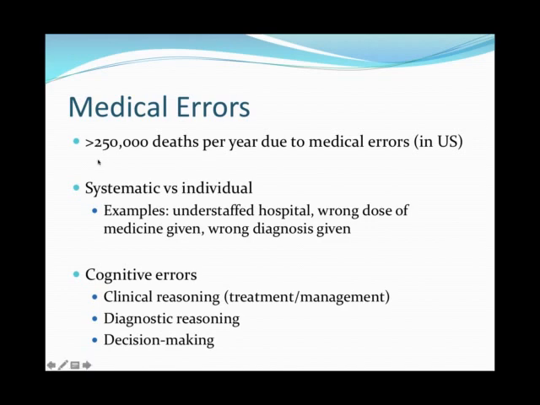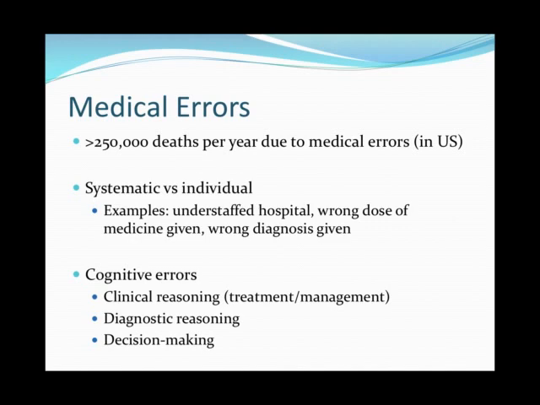So for the understaffed hospital, that would be a systematic error. Like there's a problem in the system. We don't know why the hospital doesn't have enough doctors or nurses, but there's some problem with the system, and that is leading to errors. When we go to a wrong dose of a medicine, you might think that this is just an individual error because maybe the nurse just wrote it down wrong. And that could be true, but it could also be a systematic problem.